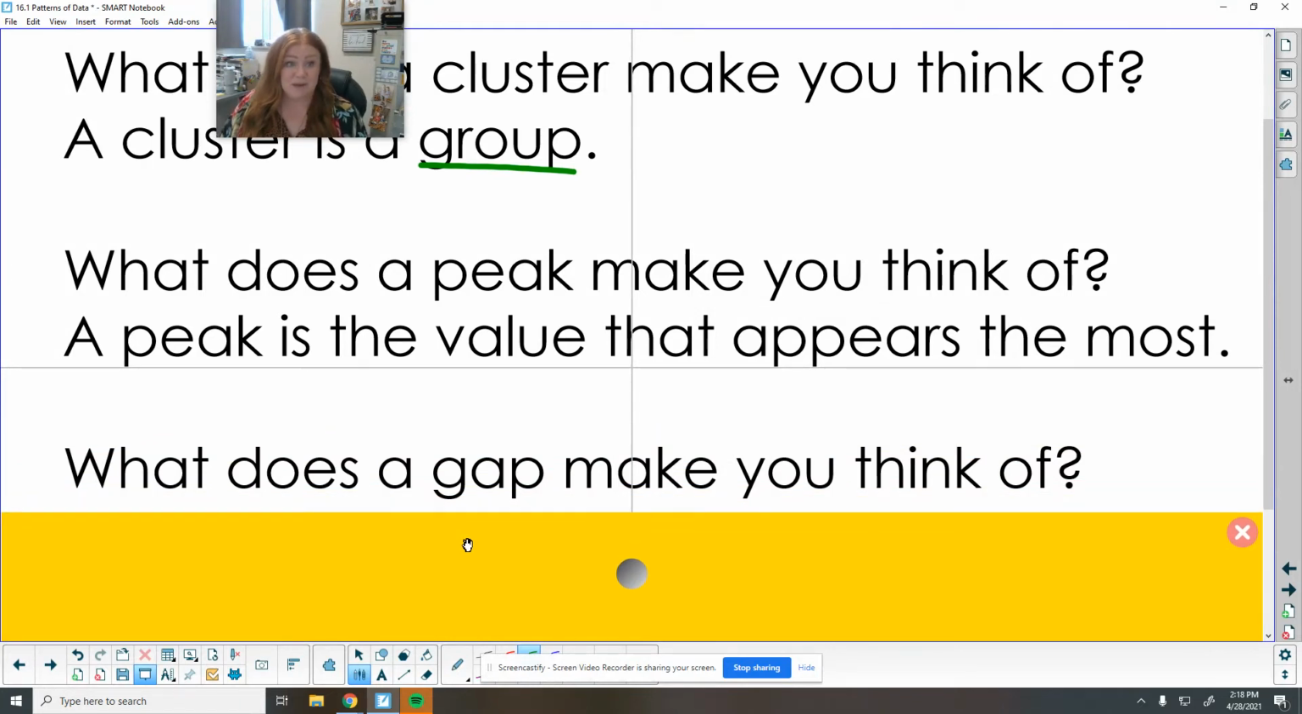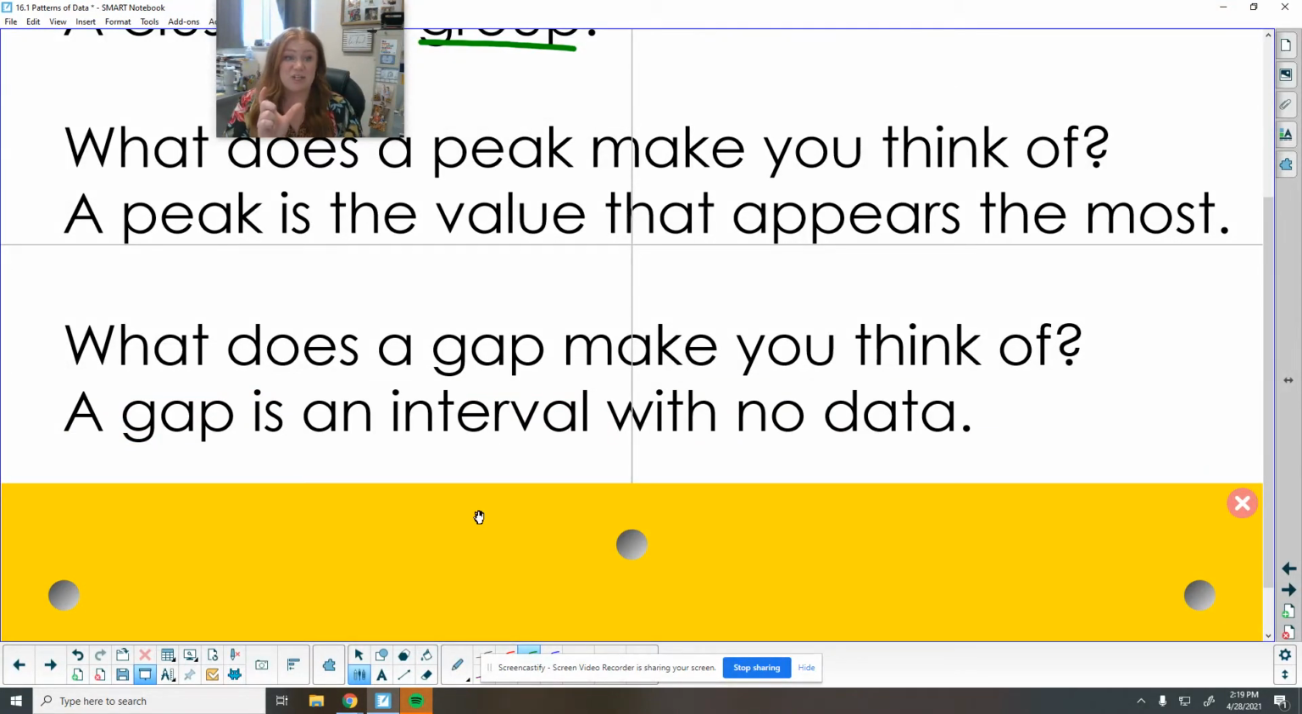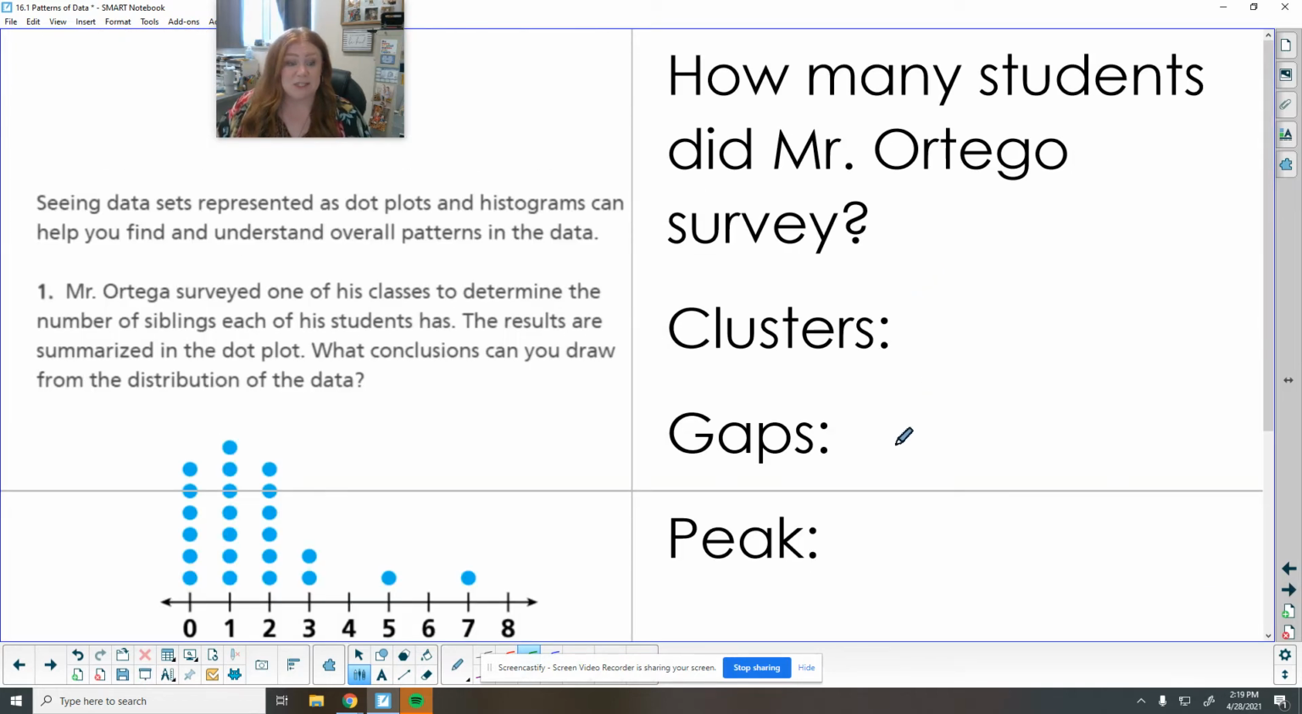What does a gap make you think of? If there's a gap in the line of students, that means there's nobody in there. So on my data, that means there's nothing for that one. If I'm asking how many students did homework last night and how many minutes it took them, and nobody said it took them 2 hours, but it took somebody 3 and somebody 30 minutes, then that would be a gap in my data. So a gap is just an interval, a section that has no data in it. So we're going to be using those words to help us describe this.